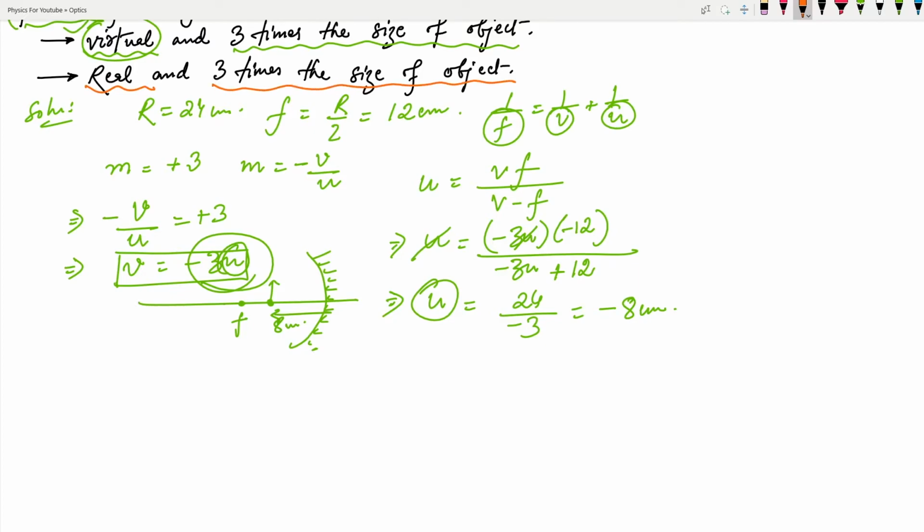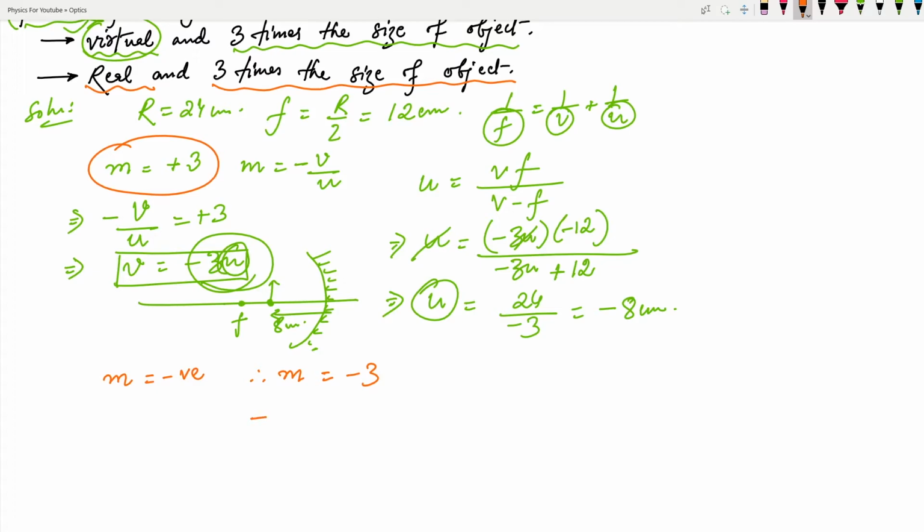If the image is real, that means the image formed is actually inverted. We know a real image is always inverted, so the magnification will be negative, isn't it? So we can say therefore m is equal to minus 3. In the earlier case m was plus 3 because it was virtual. Now m is minus 3 because it is real.